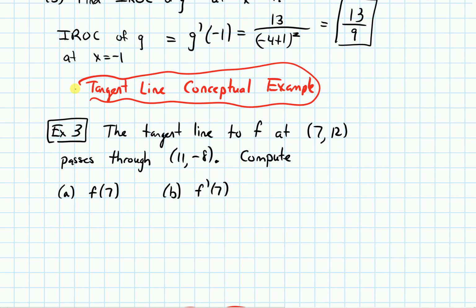In this video, we will do a conceptual tangent line example. So it's going to be a relatively short example, but an important one. This says the tangent line to a function f at the point (7, 12) passes through the point (11, -8). And I want to compute in part A f of 7 and in part B f prime of 7.